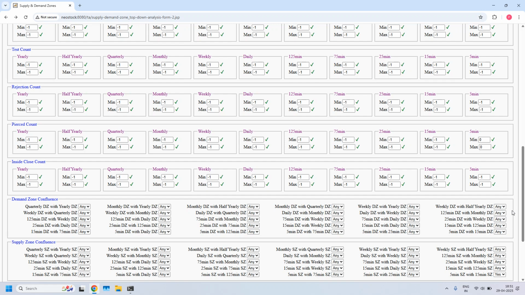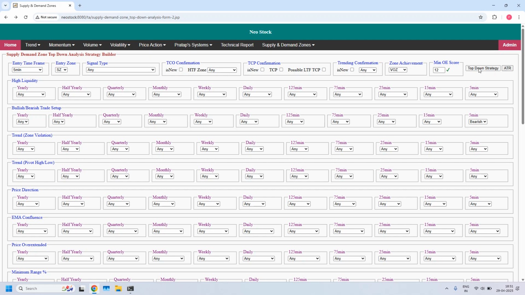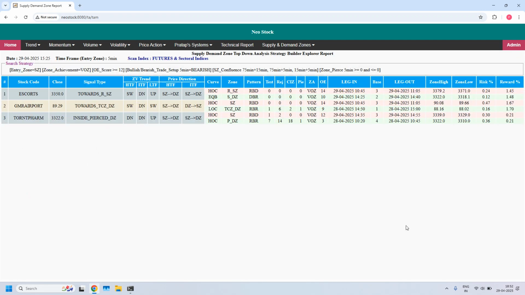What happened? Yeah, here first filter is already enabled. Next 5 minutes supply zone and 75 minutes supply zone confluence. 15 minutes and 75 minutes supply zone confluence. With all the 3 filters, we got 3 stocks. In these 3 stocks, these 5 minute supply zones are overlapped with 15 minute supply zone, both together again overlapped with 75 minute supply zone.